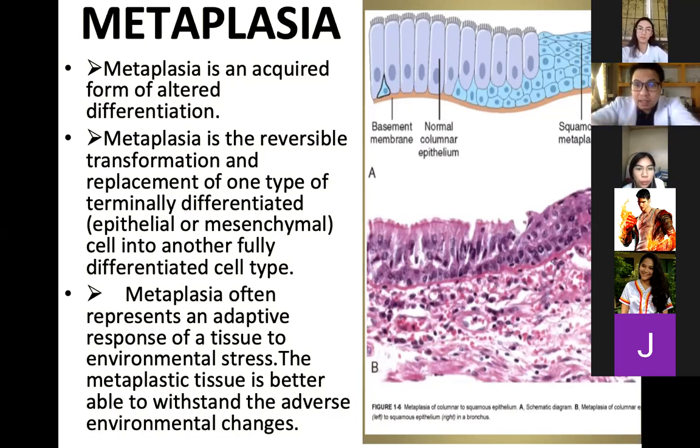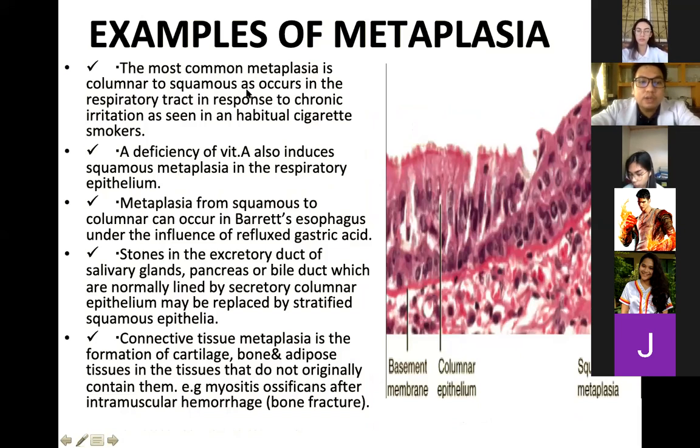If you look at the photo, class, from columnar epithelium, it became squamous. The picture is a metaplasia of columnar to squamous epithelium of the bronchi of the lungs. The most common metaplasia, columnar to squamous, occurs in the respiratory tract in response to chronic irritation as seen in a habitual cigarette smoker.